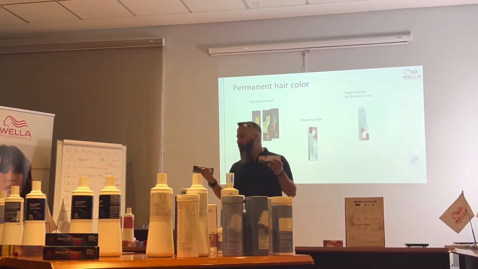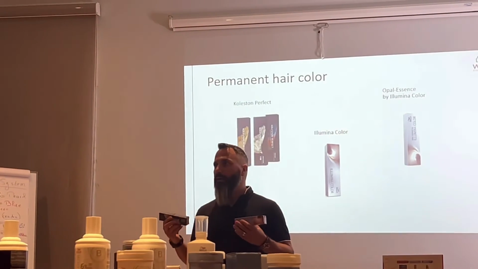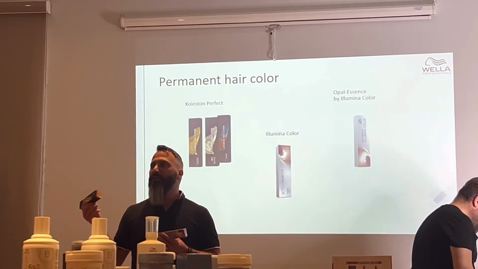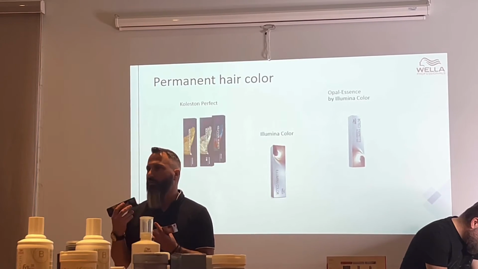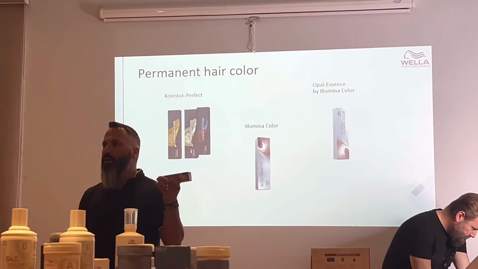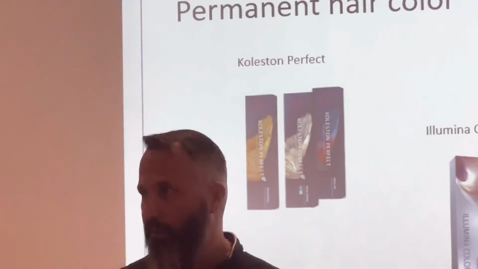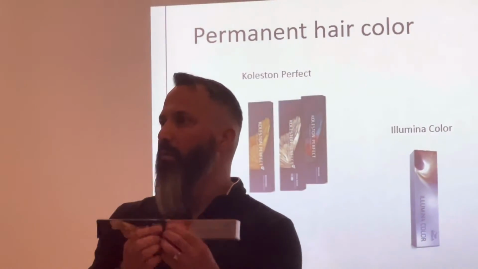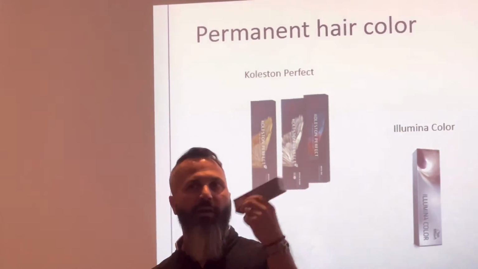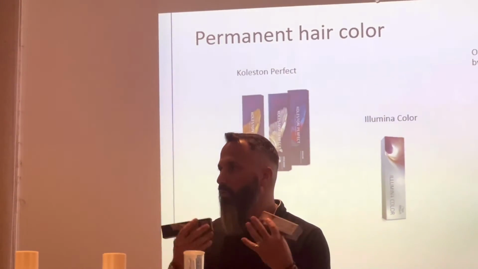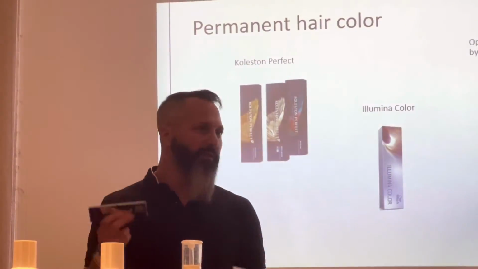So what's the difference between Collection Perfect and Illumina? Collection Perfect undertone is brown, so the color is more deep, more concentrated. The Illumina undertone is violet, so it's more sheer, more luminosity. Both have the same benefits: gray coverage, shine, less allergy. Illumina is more natural, more sheer, more luminosity. Collection Perfect is more deep, more concentrated.